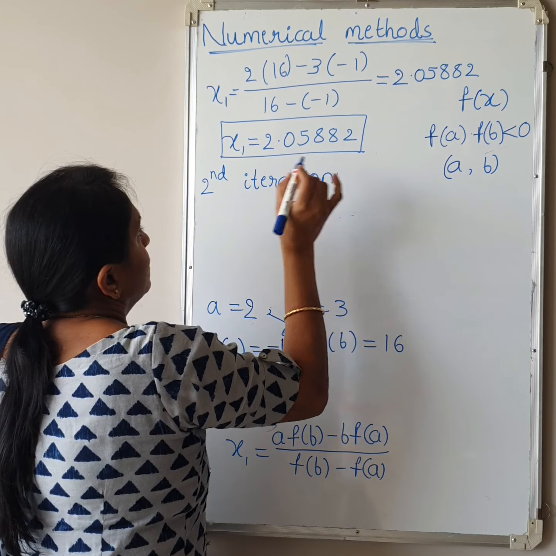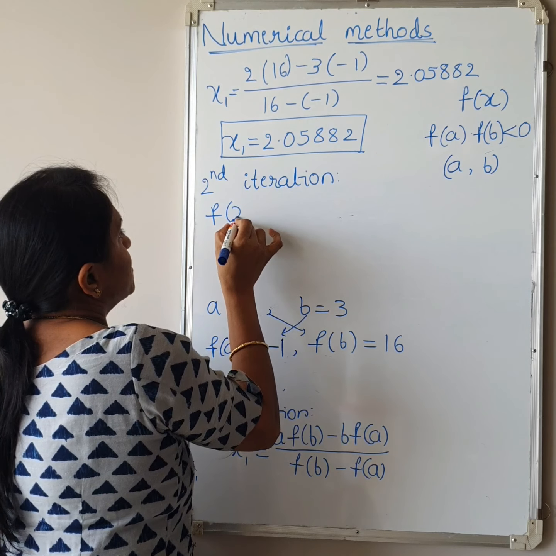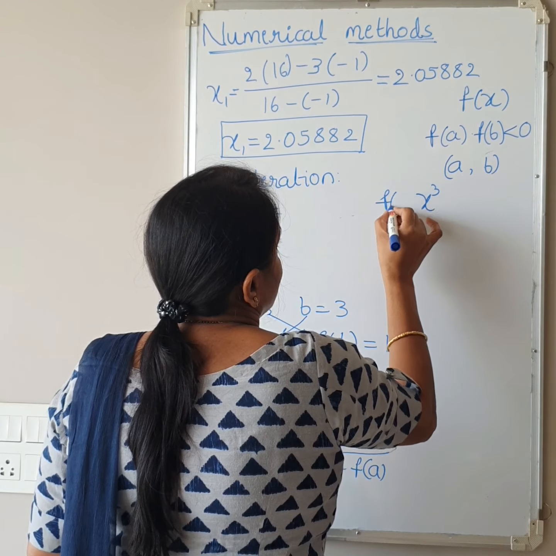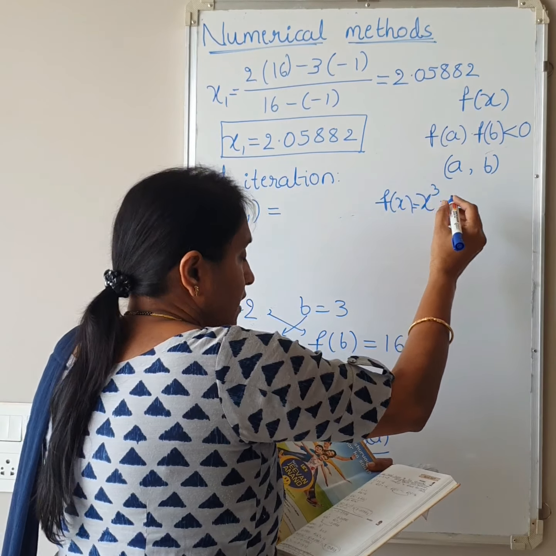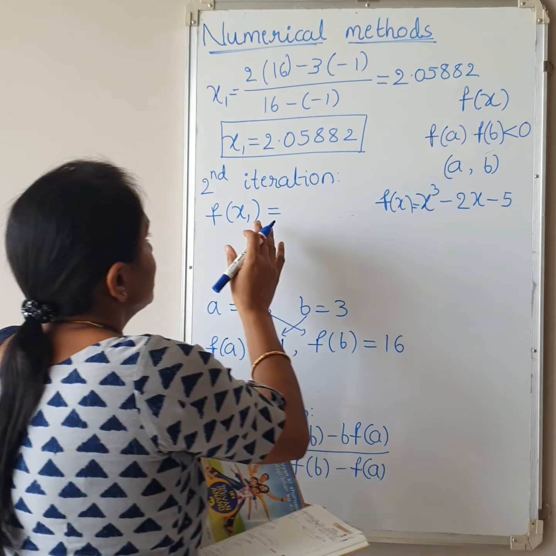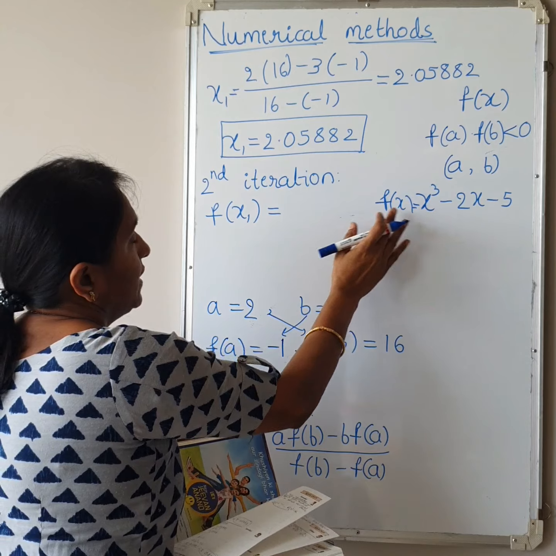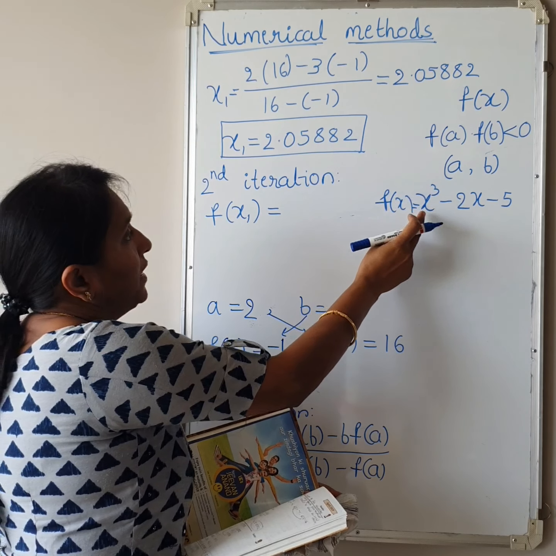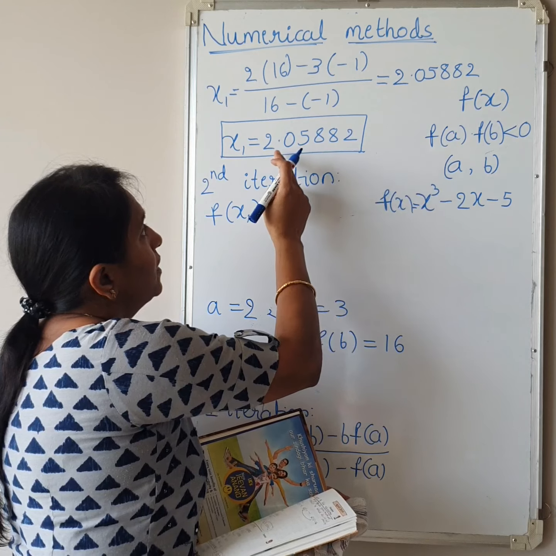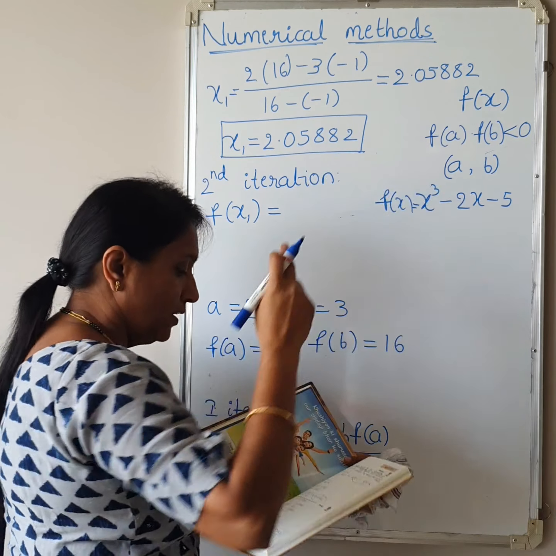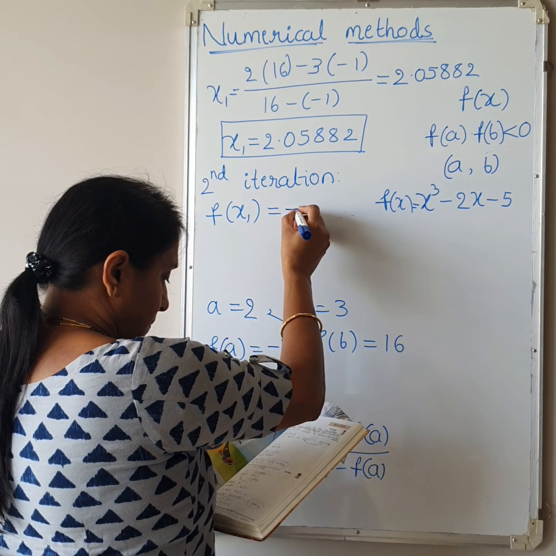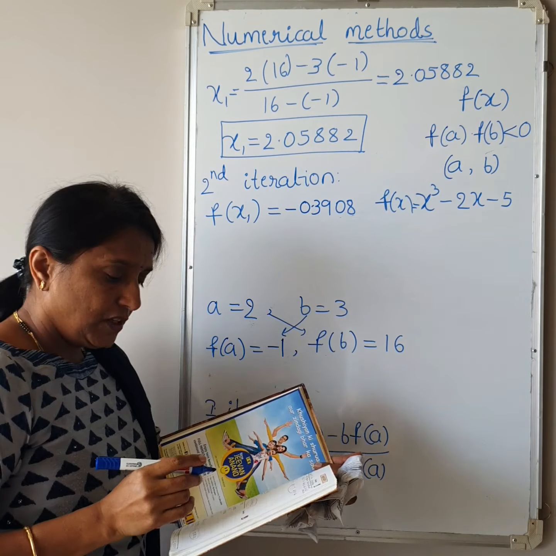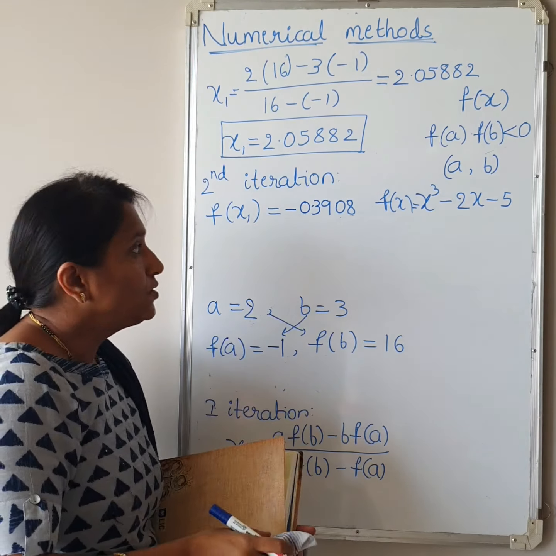So for second iteration, what we have to find out? First find out f of x1. So f of x1 means in the given equation f of x is equal to x cube minus 2x minus 5. In this equation substitute x is equal to 2.05882. You will get, just substitute here, 2.05882 cube minus 2 into 2.05882 minus 5. Answer will be minus 0.3908. You also check the answer. So this is negative.